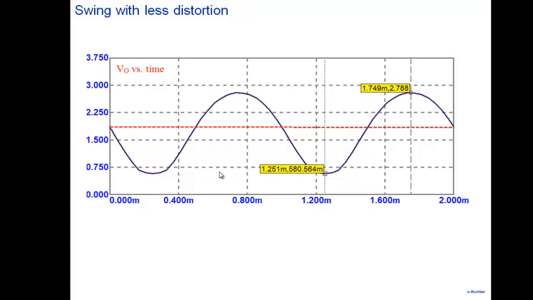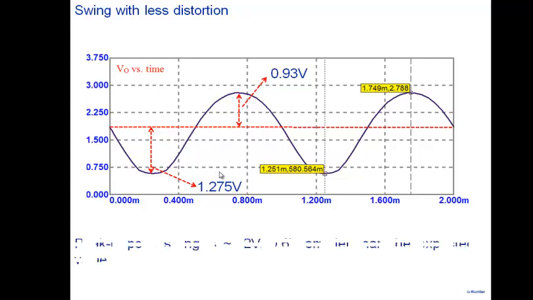Now you can see the sinusoid looks reasonable, not that bad. Positive swing is 0.93, still 0.93 here, 1.275 here. Would you say it is a reasonable sinusoid? No, you are not happy even with this sinusoid. So how large a swing do you think I can get now? I'm not even getting 1 volt swing. I'm not even getting output voltage swing, which is 1 volt.